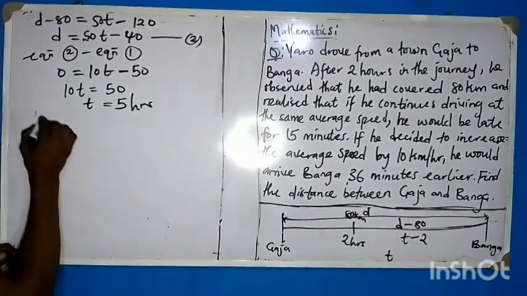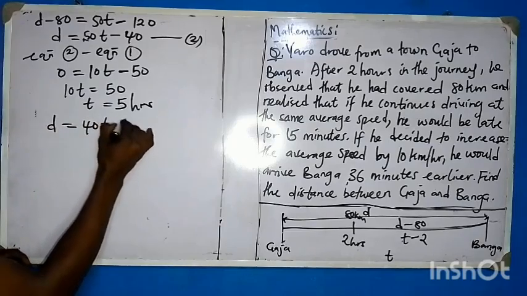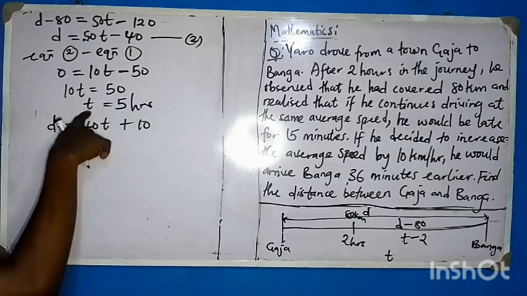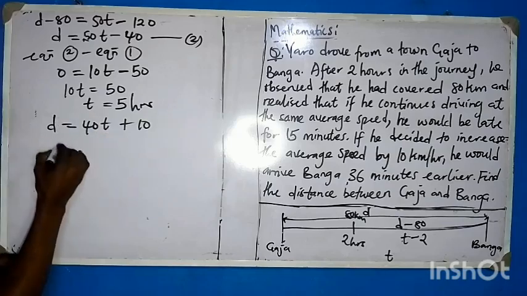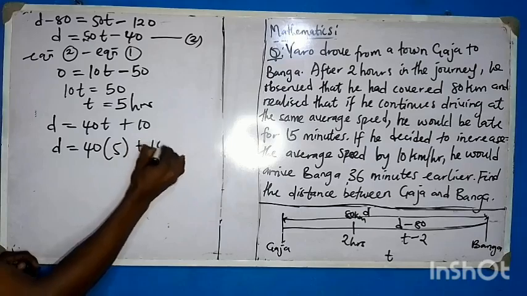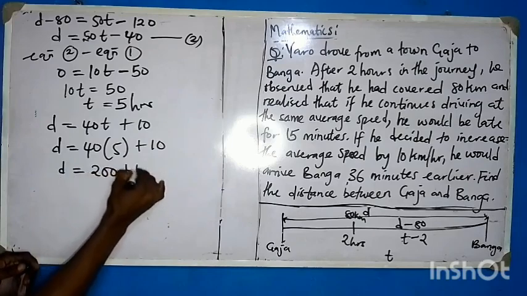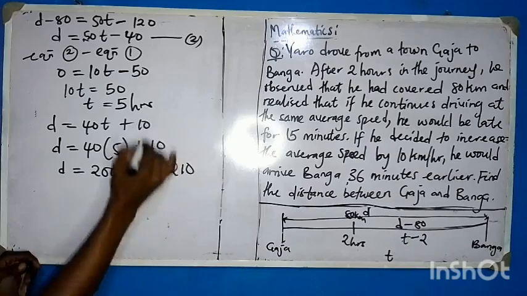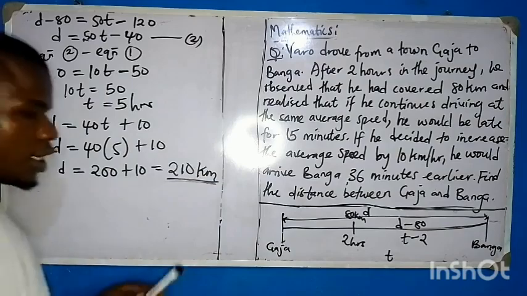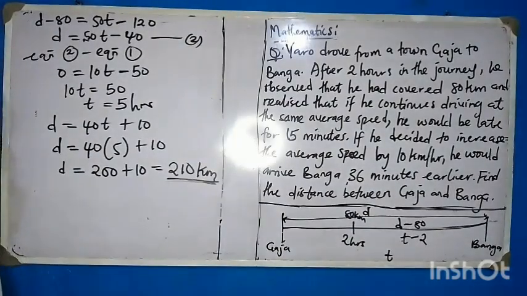Remember that our equation 1 was d is equal to 40t plus 10. So we are going to replace our t here in equation 1 to find our d. So now d is equal to 40 times 5, plus 10. So this d is equal to 40 times 5, which is 200, plus 10, which is 210 kilometers. So that means the distance between Daja and Banga is 210 kilometers.